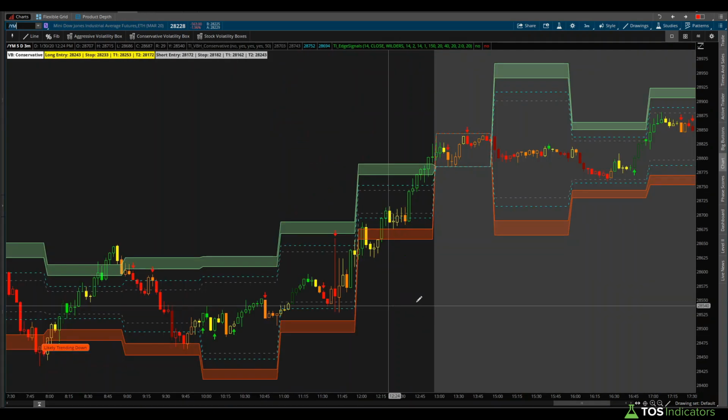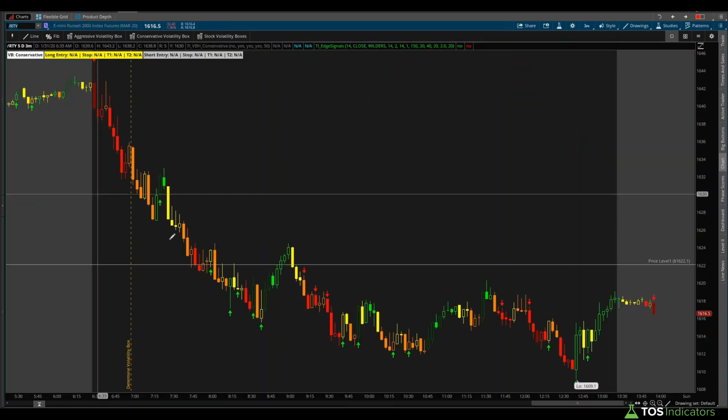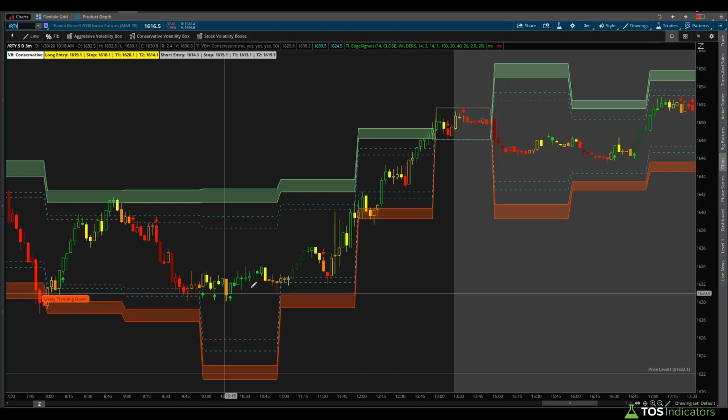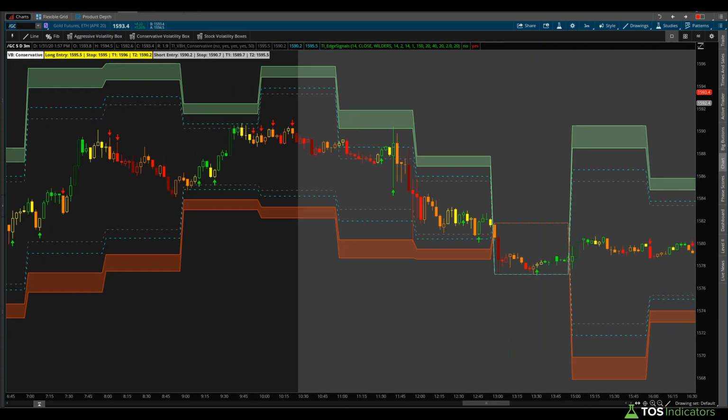Even the Dow ended up catching along, right? We had that third signal finally populate and then a nice move up higher. The Russell, very similar, nice move up higher. And then gold gave us a nice move down lower.